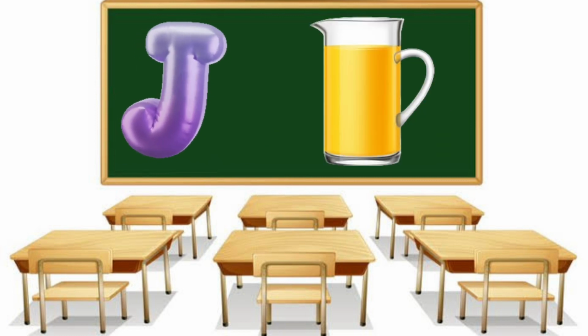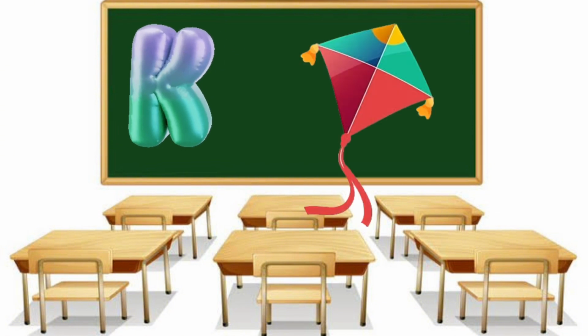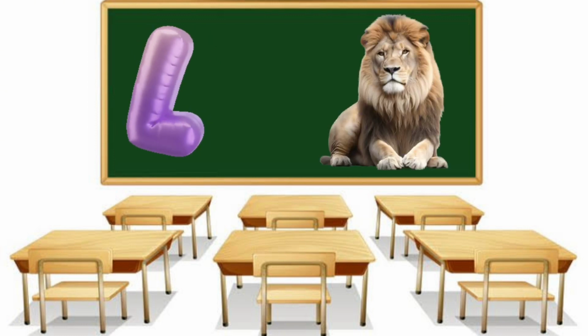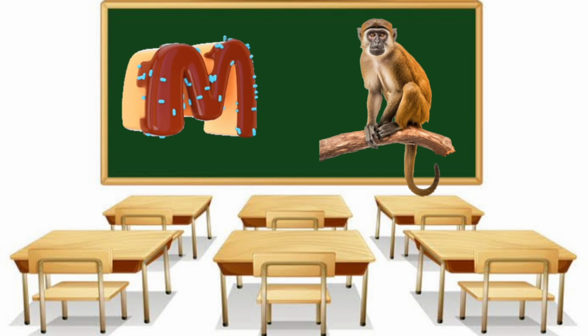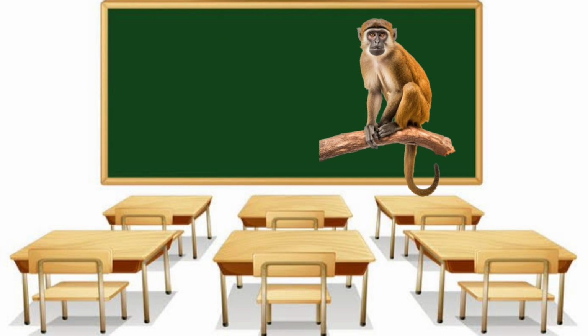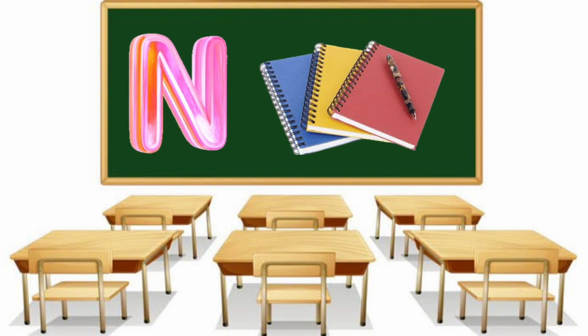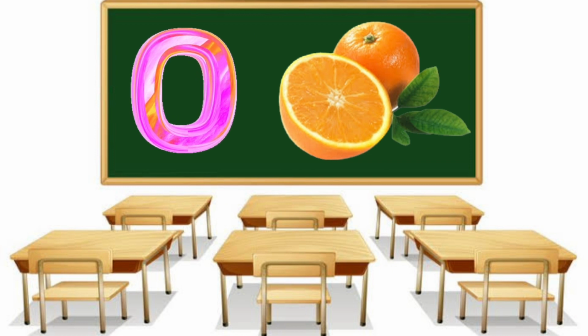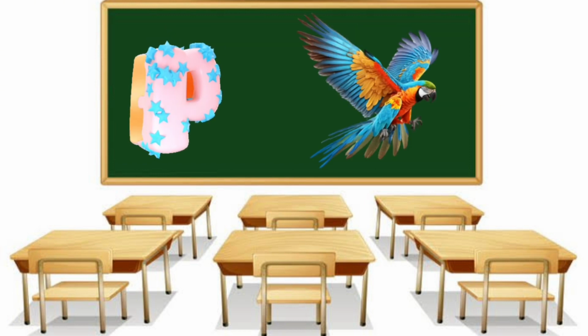J is for jug. K is for kite. Kite. L is for loin. M is for monkey. Monkey. Notebook. N is for notebook. O is for orange. Orange. P is for parrot. Parrot.